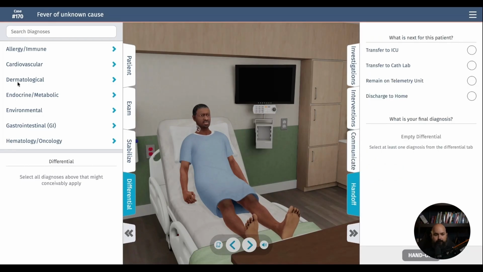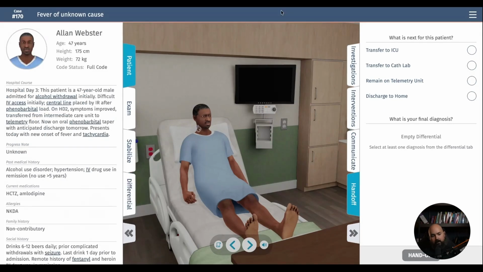Where are they going? So let's go back over to the patient tab. So we have a hospital day 3. This is Mr. Alan Webster. He's a 47-year-old male, 175 centimeters tall, 72 kilograms. He is a full code.